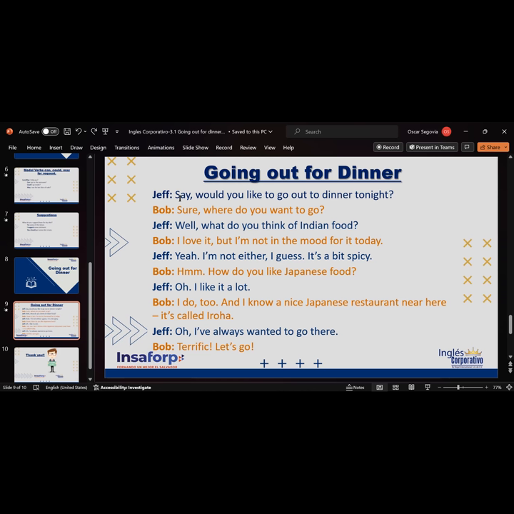Entonces, no es extremadamente común, o sea, no es como que todos los amigos la usan, pero sí es una palabra que funciona bastante, ¿verdad? Para eso, para hablar o introducir una idea, ¿sí? Algo que queremos hacer. So, say, would you like to go out to dinner tonight? So, that's basically me introducing the idea that I want to go to dinner.